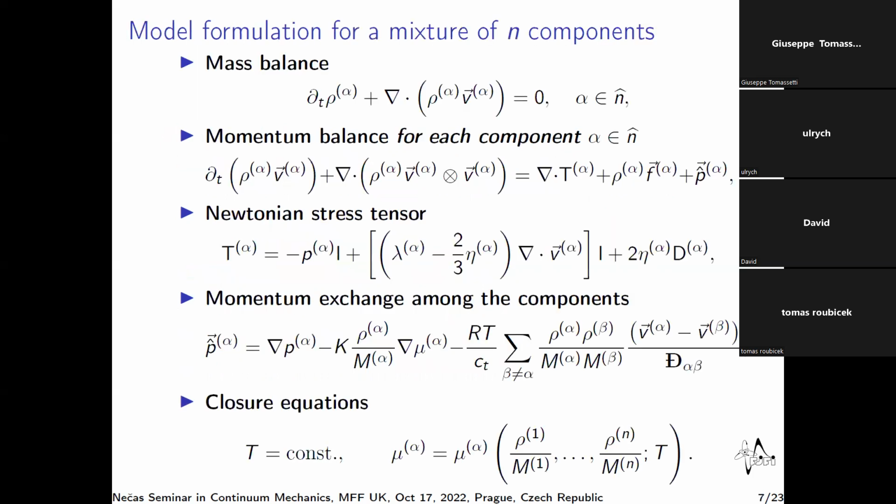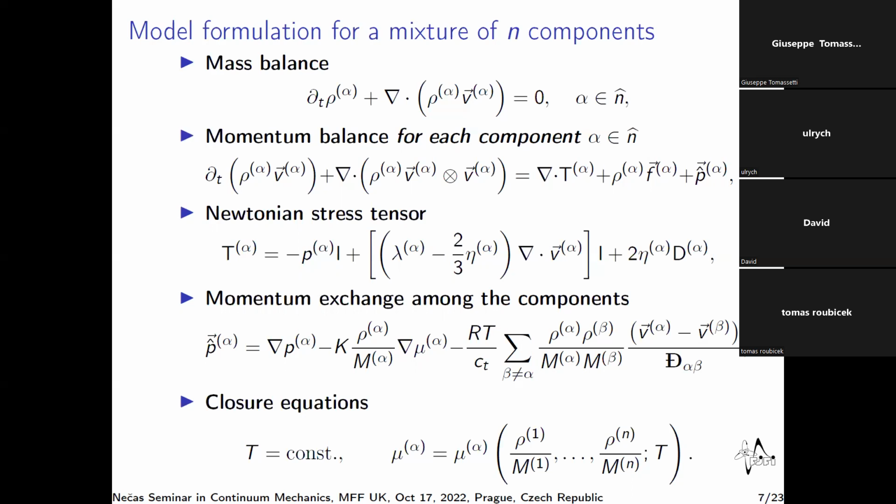So as I said, I want to have a mixture theory which will have mass balance and momentum balance for each component. So we have n components, and hat means the set of integers not exceeding n, so 1, 2, 3 up to n. So for each component, we formulate the mass balance equation. So each component has its own density and velocity and no sources.